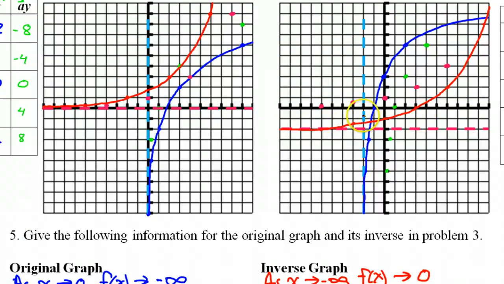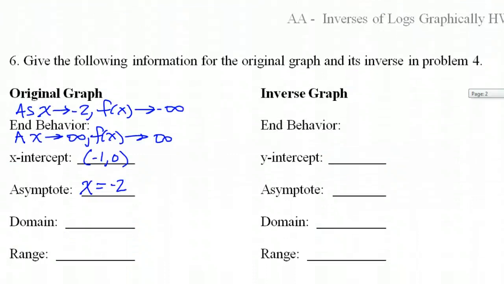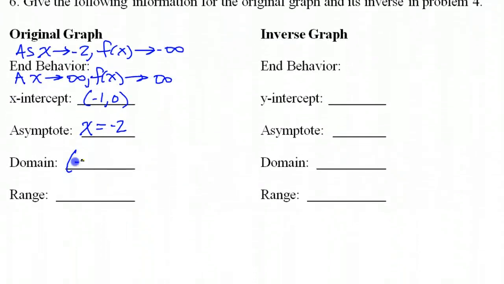So left to right, the original blue graph here goes from -2 to infinity. So the domain is -2 to infinity. We use a rounded parenthesis to show that the -2 is not included in the domain. You never reach the asymptote. That's what an asymptote is.